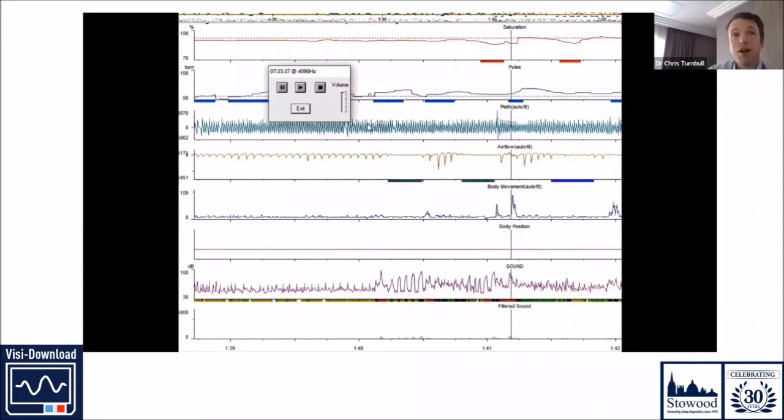So clear upper airway obstructive snoring, inspiratory clicks at other points in time. And I think this just really highlights how useful it is to have the sound to be able to go back and listen in on these studies so that you can make a clear diagnosis.